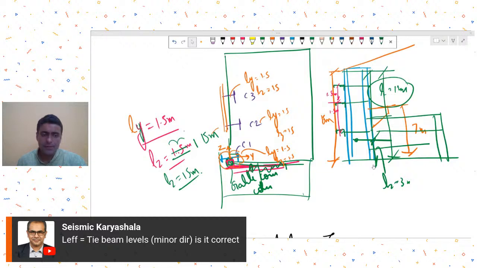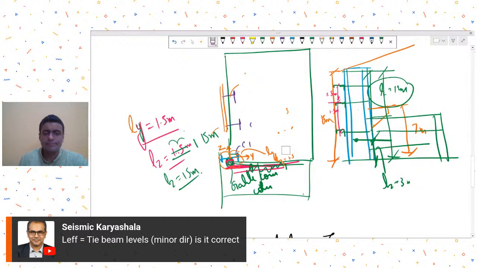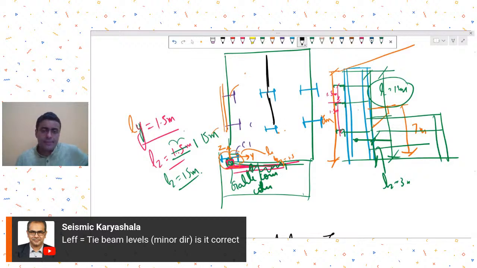And sir is asking, tie beam levels, is it correct? L effective equal to minor direction. Yes. So what he is saying is that, sometimes what happens, let's put it this way, let's say I have an internal row of columns also. Suppose my structure was like this, and I had an internal row of columns also. Now in this case, because this is an internal column, there will be no GUT.